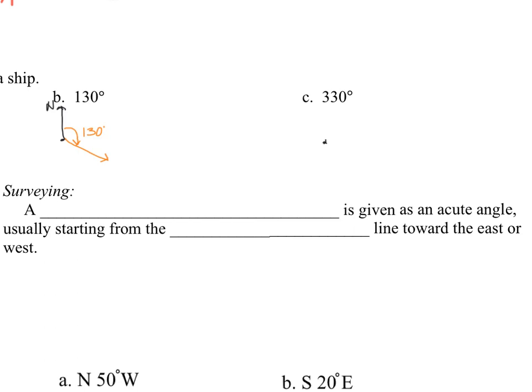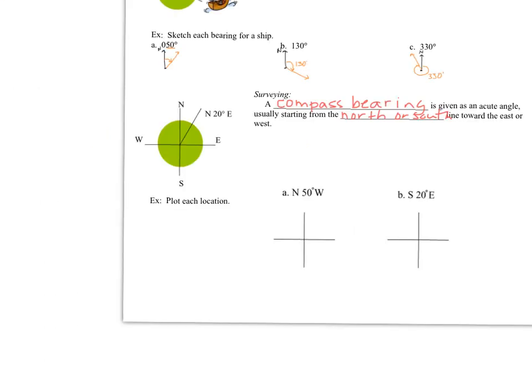If we go a quarter of the way around, that'd be 90. Halfway around would be 180, 270. So 330 goes almost all the way back to the top. That goes all the way around to a 330 bearing for that ship.